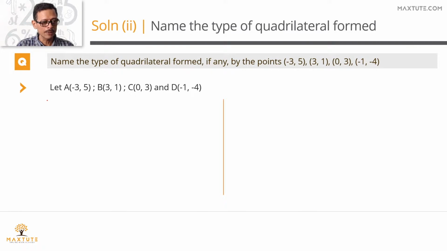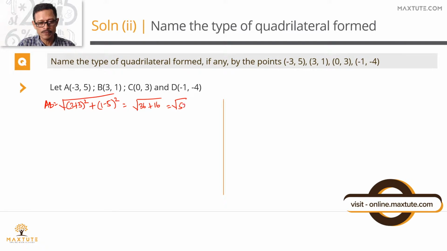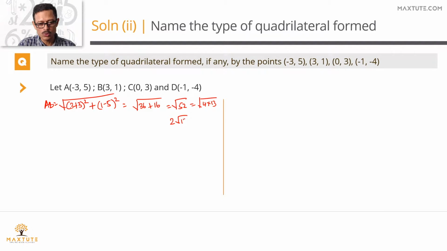I'm going to be starting with computing the measure of AB. AB equals under root of x2 minus x1 the whole square, which is 3 minus of minus 3, which is 3 plus 3 the whole square, plus y2 minus y1 the whole square, which is 1 minus 5 the whole square. 3 plus 3 is equal to 6. 6 square is 36. 1 minus 5 is minus 4. Minus 4 square is 16. Root of 36 plus 16 is equal to root 52. Root 52 is divisible by 4, which is a perfect square. So let's write it as 4 into 13. The 4 comes out of the root as a 2. So the measure of AB is equal to 2 root 13.